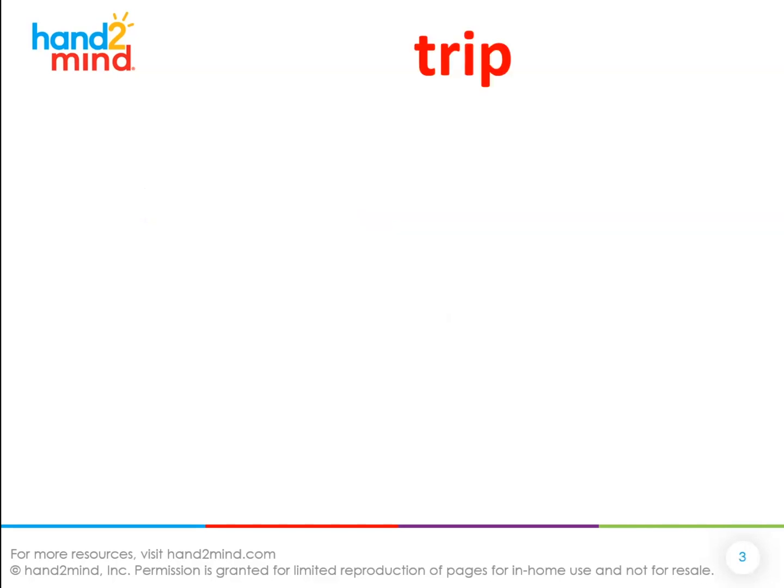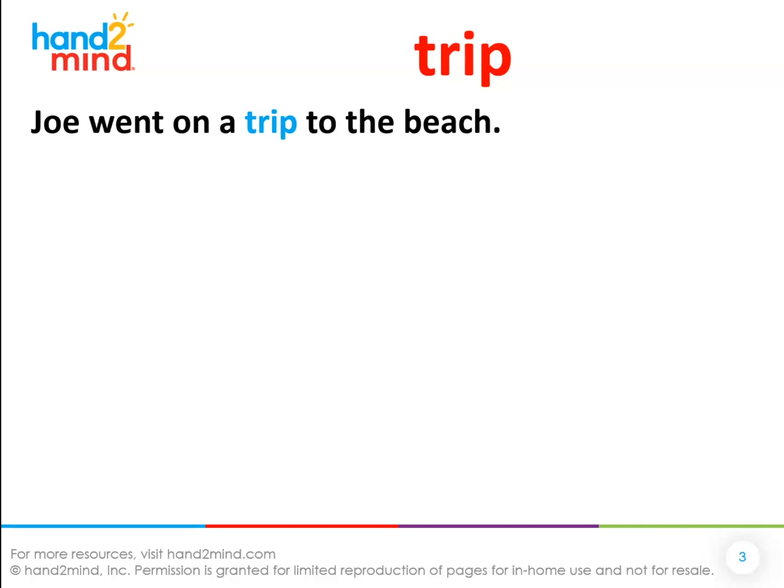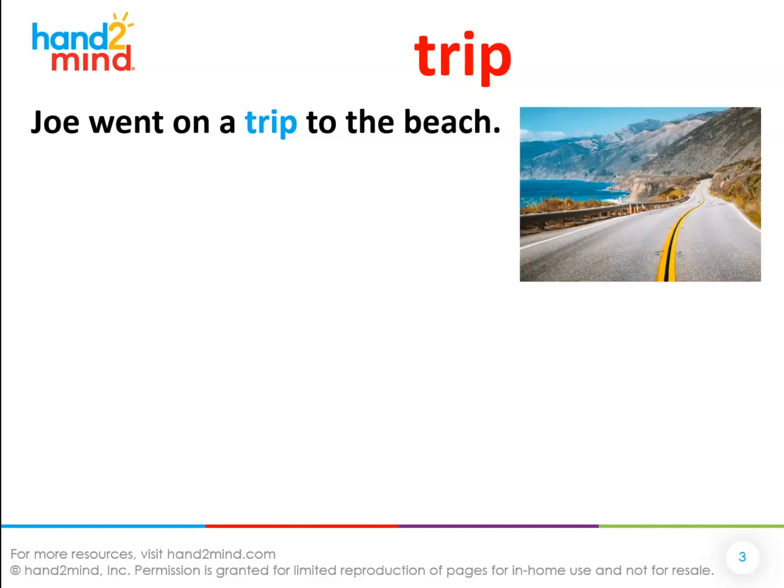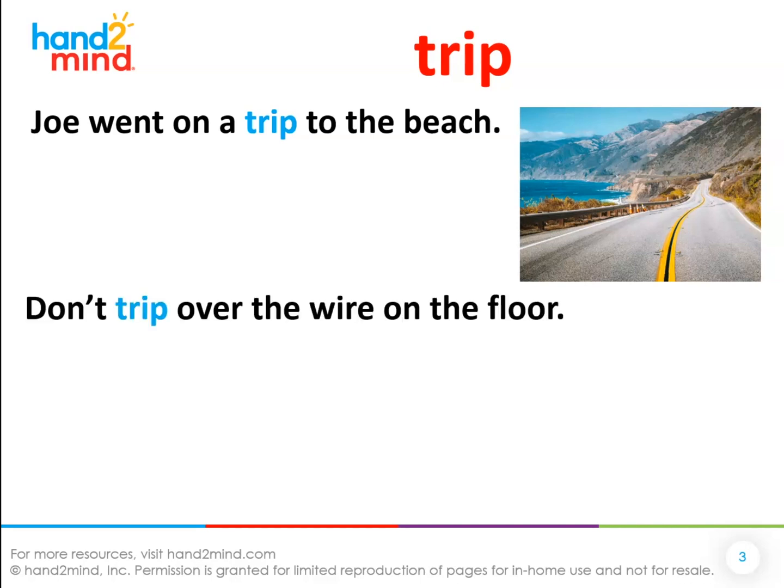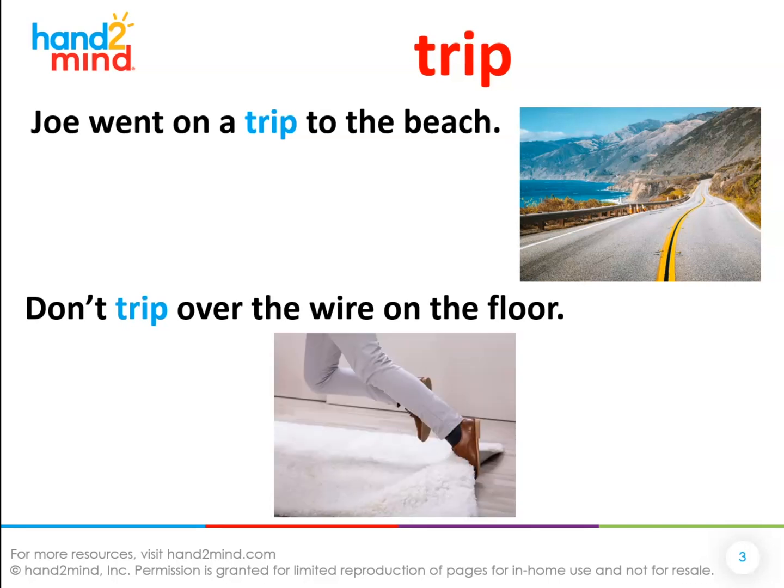The word trip is a homonym. Let's read a sentence with the word trip in it. Joe went on a trip to the beach. What do you think the word trip means in this sentence? In this sentence, the word trip means a vacation or somewhere that you travel to. Now, let's look at the word trip in another sentence. Don't trip over the wire on the floor. What do you think the word trip means in this sentence? The word trip means to catch your foot on something and fall over.